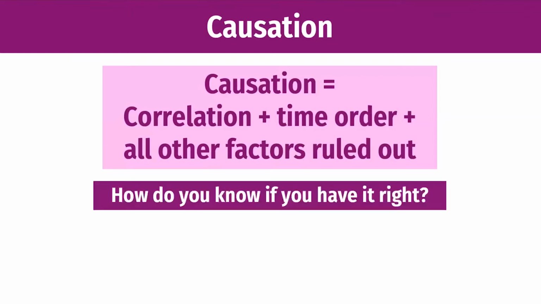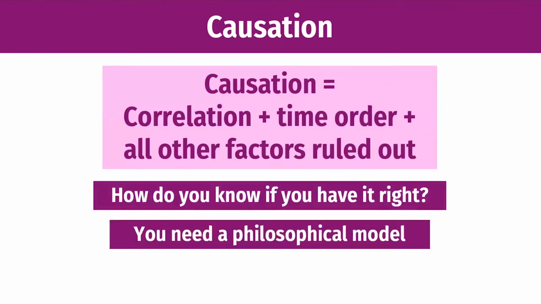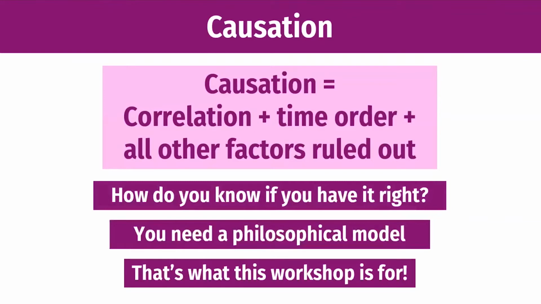So how do you know if you have a causal story and it is right? That's really hard. And there's no good way of knowing it unless you have a philosophical model of the causal story that you care about. And that's what this workshop is for. It's talking about how to create a philosophical model for a causal story and then test that philosophical model. And once you can do that, then you can tell a convincing story about causation. And that's what we care about.